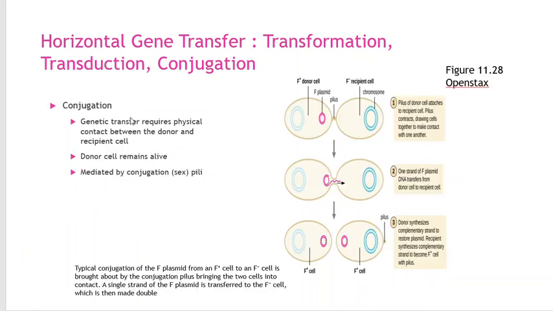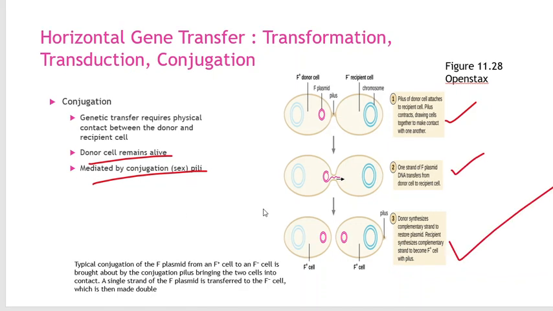Sorry, guys. Okay, conjugation. Physical contact between the two cells. This guy's got a conjugation tube called the sex pili. I'm not going to read this to you because I've already explained it to you, but you can see the step-by-step. Now, in order for this to happen, it has to have the F plasmid from an F plus to an F minus cell.